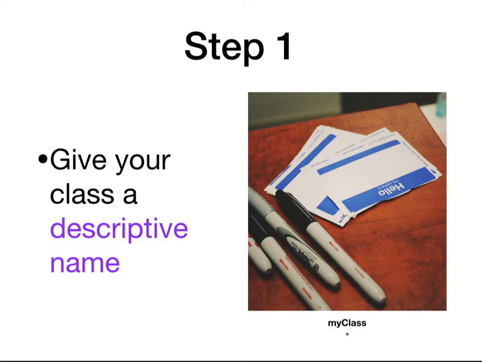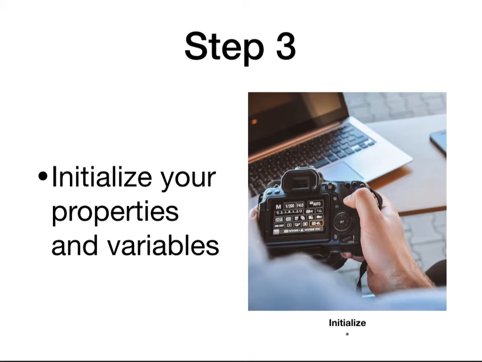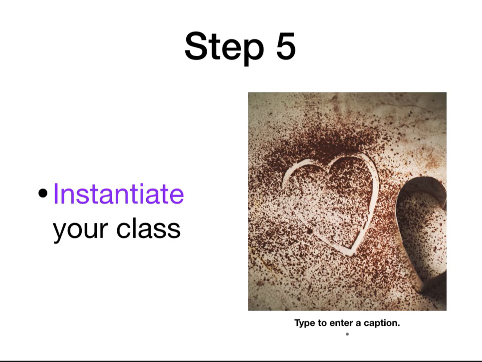So in review, step one, give it a great name. Step two, define your attributes. Step three, initialize your properties and variables. Step four, define your behaviors. Step five, instantiate your class. Make a cookie.